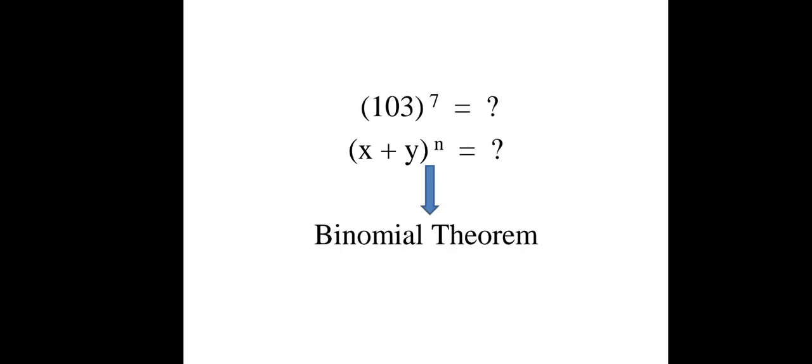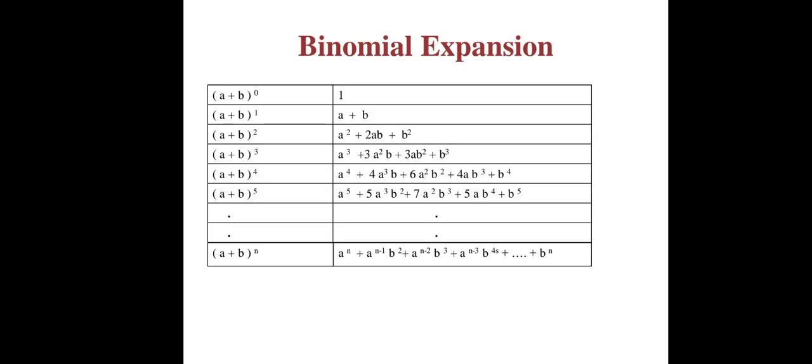Is it possible to calculate 103 raised to 7? This will be a little bit difficult compared to the previous ones, that is power of 2 and power of 3. So for n number of powers we can calculate, or we can write the formula, by using the binomial theorem. Here we have the binomial expansion, that is (a plus b) whole raised to 0. Any value raised to 0 will always give the answer 1.